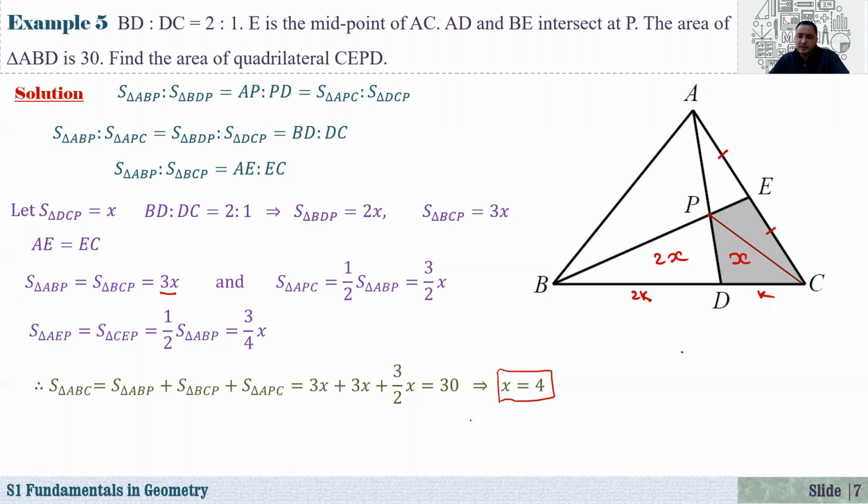Okay, so now we can get the area of the shaded region. So the shaded region, that is CEPD, is equal to DCP plus PEC or CEP. And the DCP, that's equal to x, and CEP, that's equal to 3 over 4x, and substitute x equals 4, and that's equal to 7. So the area of the shaded region is equal to 7 units squared.